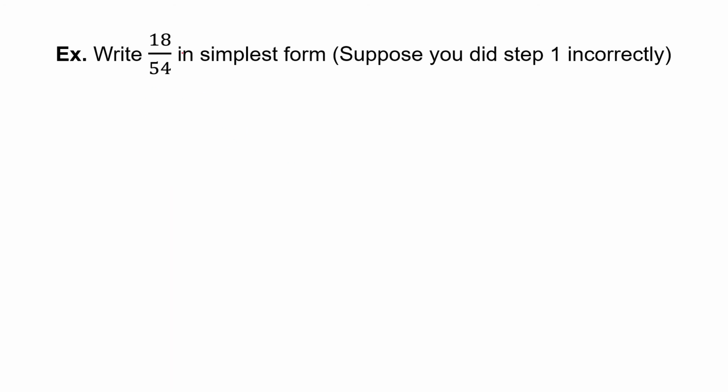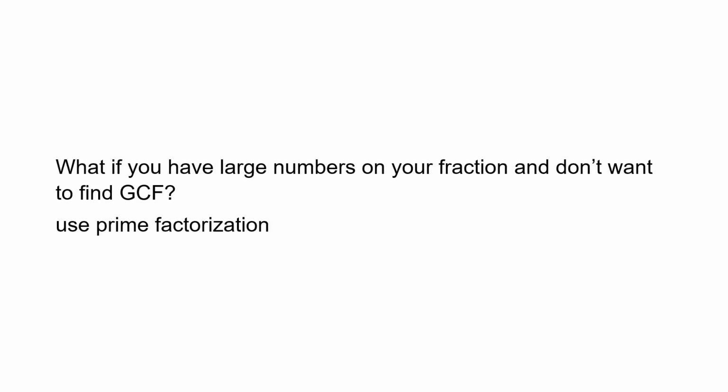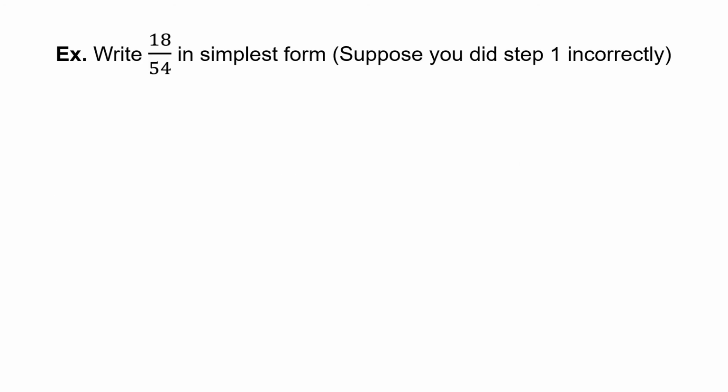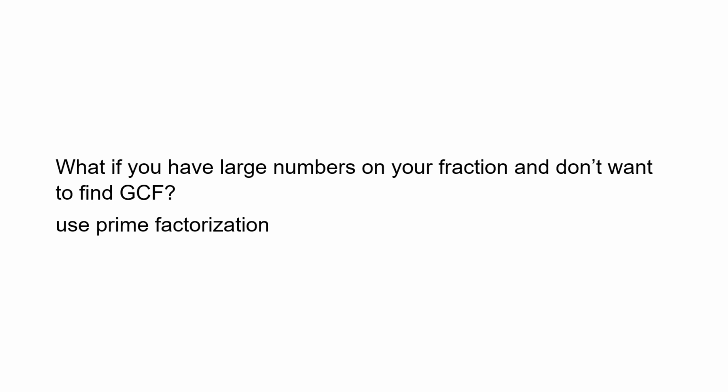And you can do the same thing with 18 and 54, but let's run out of time. Let's continue on. Let's say we have large numbers and you don't want to find the GCF of large numbers because it's too time consuming. 18 and 54, that's pretty easy. But what if you have big numbers? You don't want to find the GCF. What are you going to use?